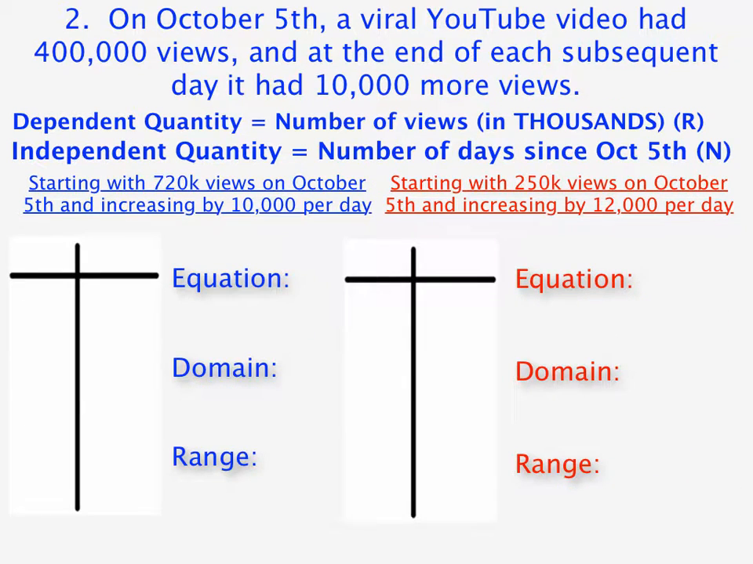So, what about if we started with 720,000 views on October 5th, increasing by the same 10,000 views per day? Or what about starting with 250,000 views on October 5th, increasing by only 12,000 views each day? Why don't you try creating the equation and finding the domain and range for these 2 relationships, and then playing the video to see how it went.